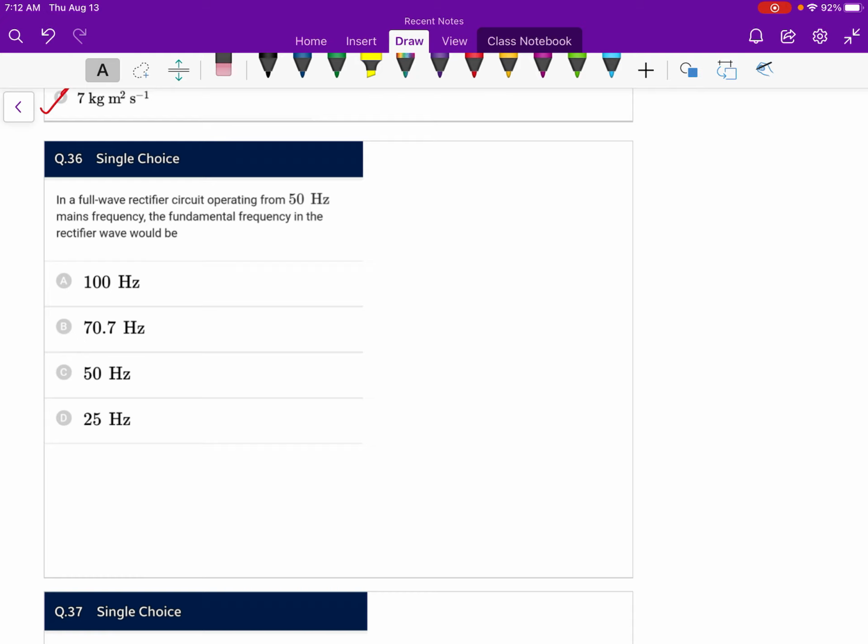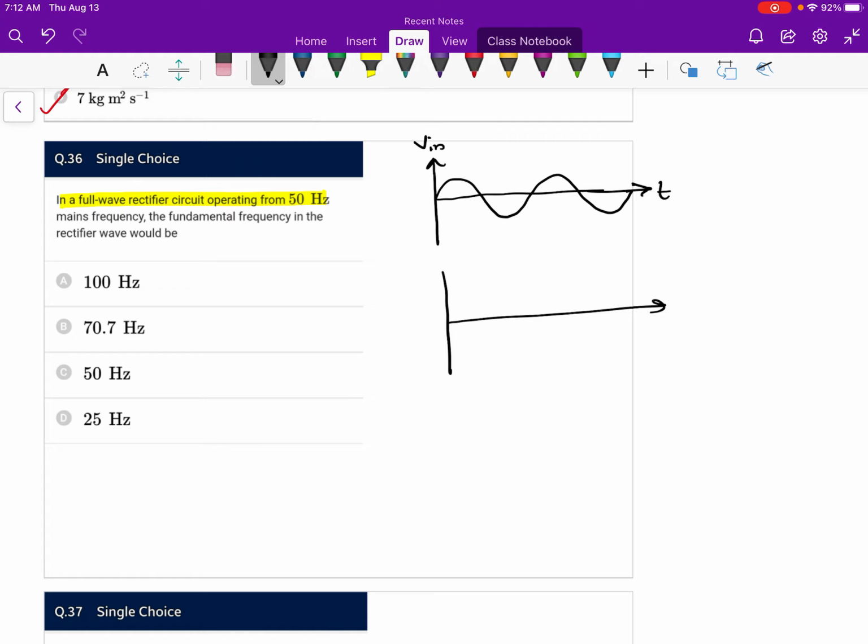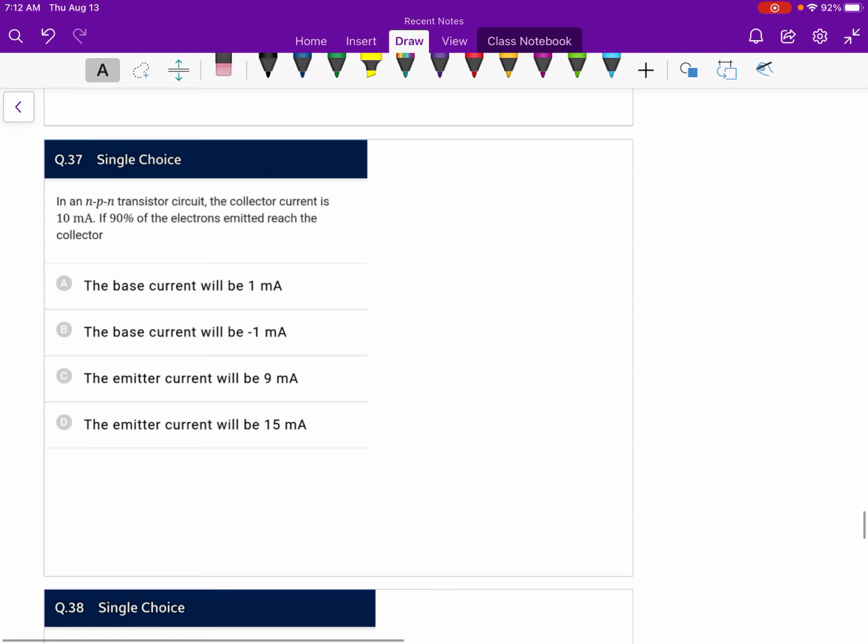In a full wave rectifier circuit operating from 50 hertz. Okay, so in a full wave rectifier, the negative cycle also converts into positive cycle. So frequency of wave becomes double. See, this is the applied signal, this is V input versus time, and V output versus time is this thing. So time period becomes half. So frequency becomes double. So that is 100 hertz. So A is the correct option.